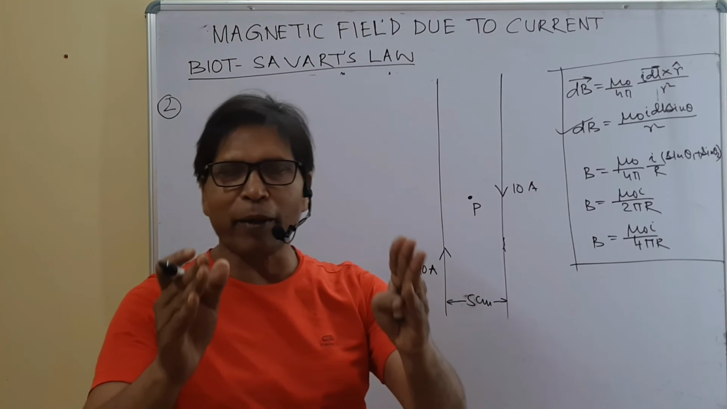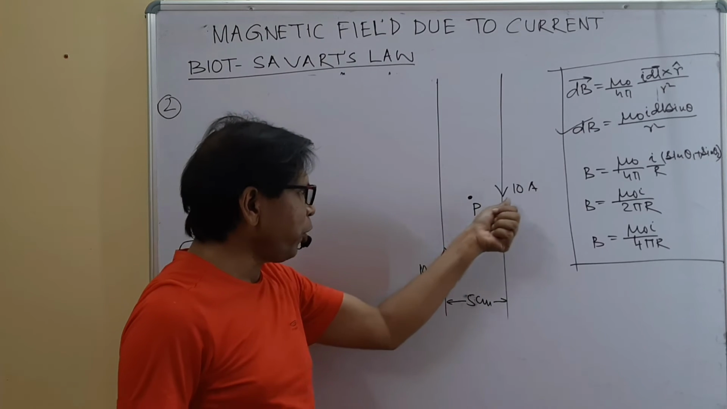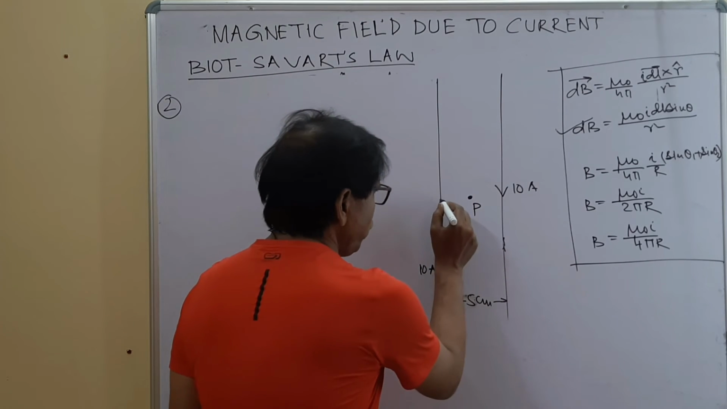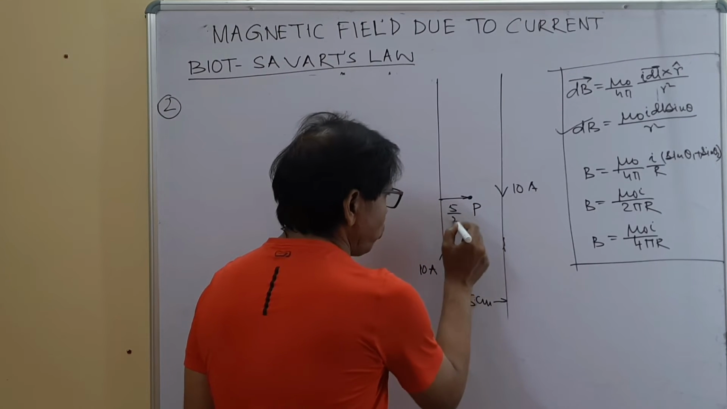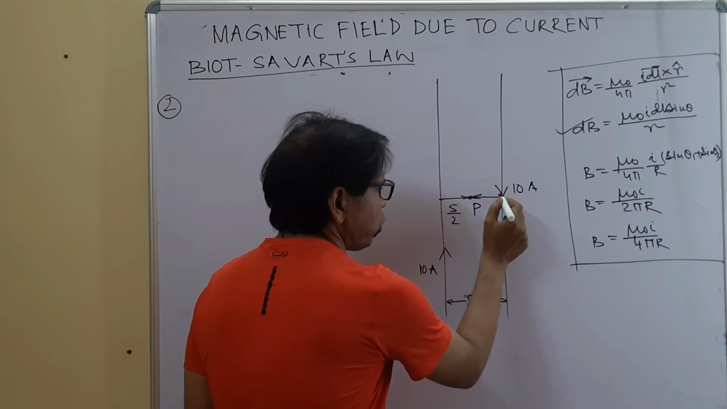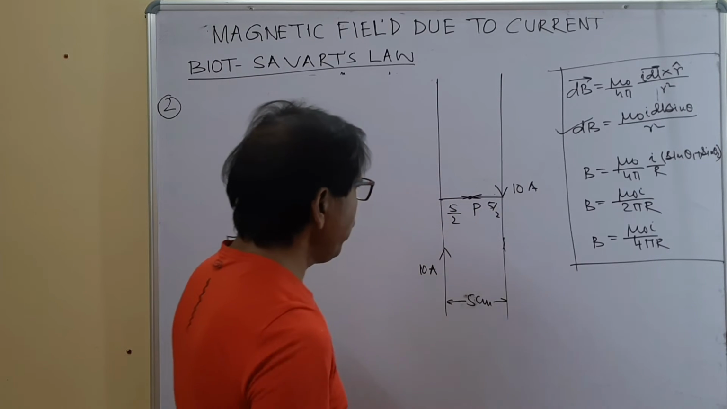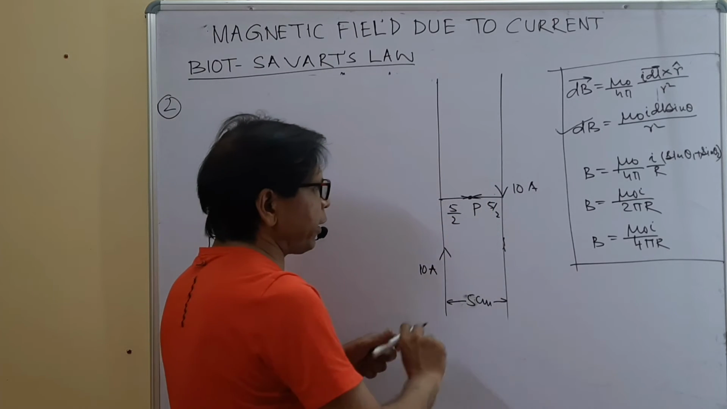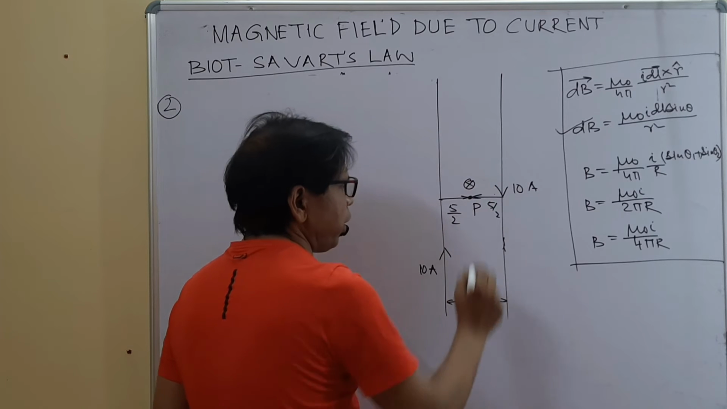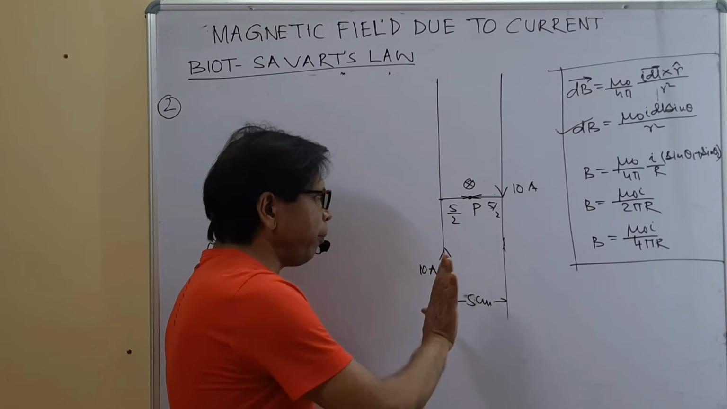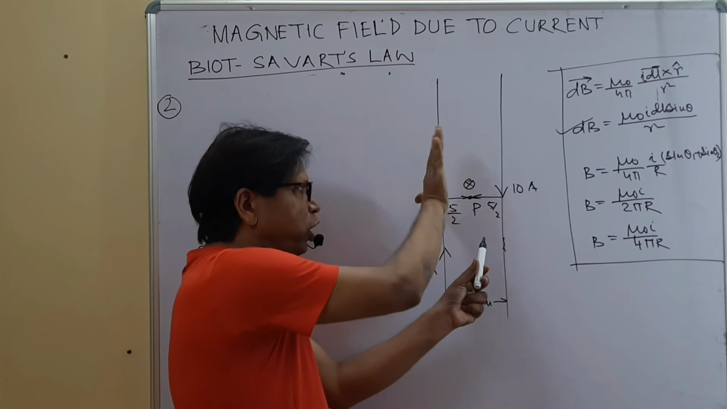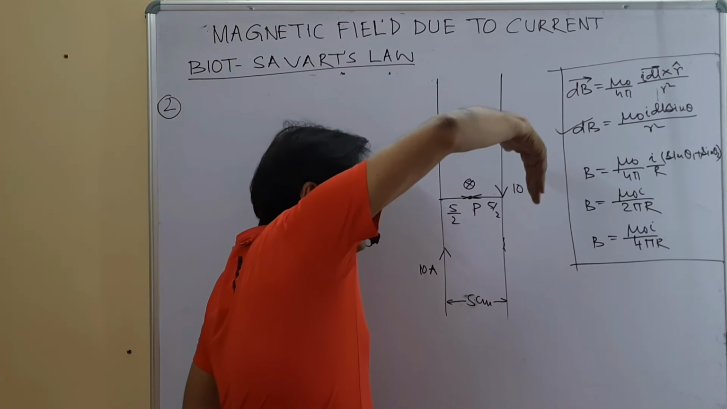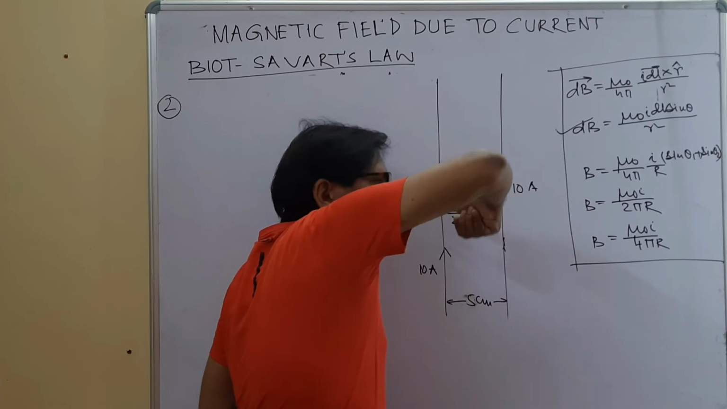We have to calculate the magnetic field midway between the two conductors at the point P. This distance is equal to 5/2 centimeter and this distance is also 5/2 centimeter. Now look at this, this is the current. The magnetic field due to this conductor is directed downward. The magnetic field at this point due to this conductor is directed inwardly. The magnetic field due to this conductor is also directed inwardly.